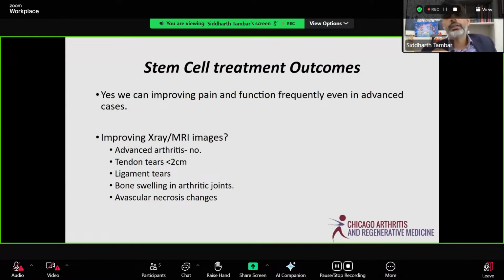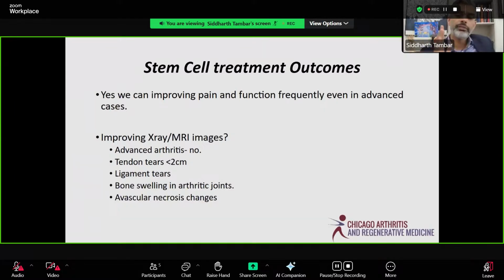When it comes to outcomes, when it comes to bone marrow stem cell treatments, yes, we are able to improve pain and function even if you have advanced cases. Can we improve how your imaging looks? If you have advanced arthritis, we cannot necessarily improve how the imaging looks. That's just not possible based on current medical science.